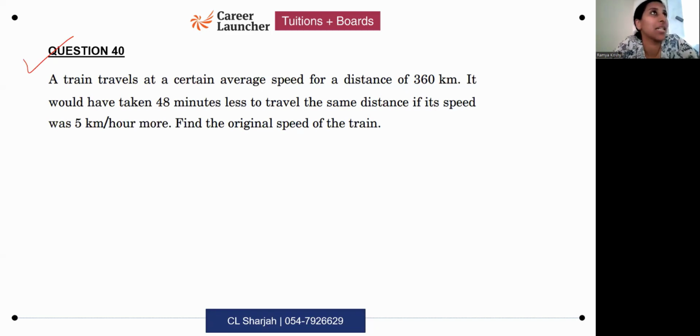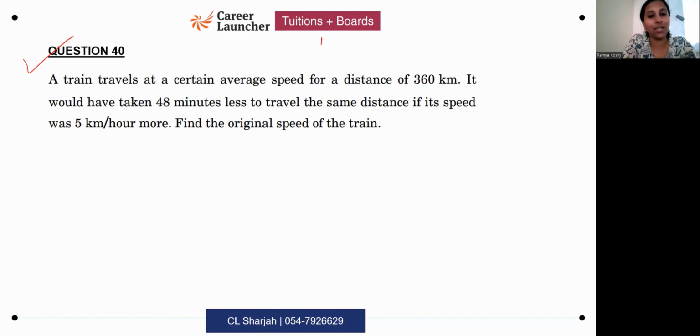Formula for work is rate into time. That's right. So you will take time as the reciprocal of rate or rate as the reciprocal of time in work time rate questions. Here this is a speed distance time question. Which formula do you use?